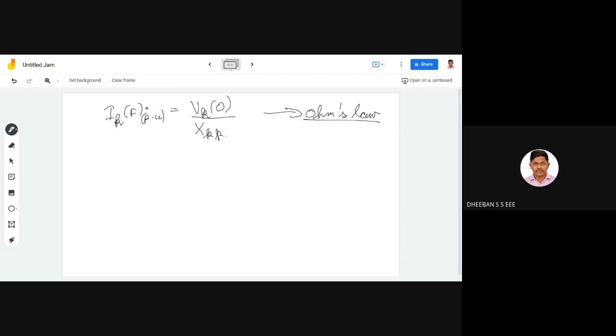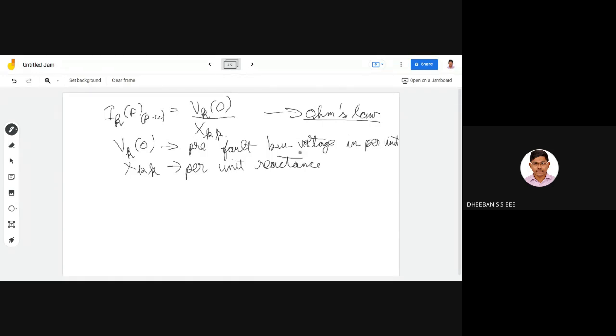That is, your fault current is equal to the initial voltage divided by the impedance value. Here V_K(0) represents the initial voltage, which is the pre-fault bus voltage, also in per unit. X_KK is the per unit reactance.